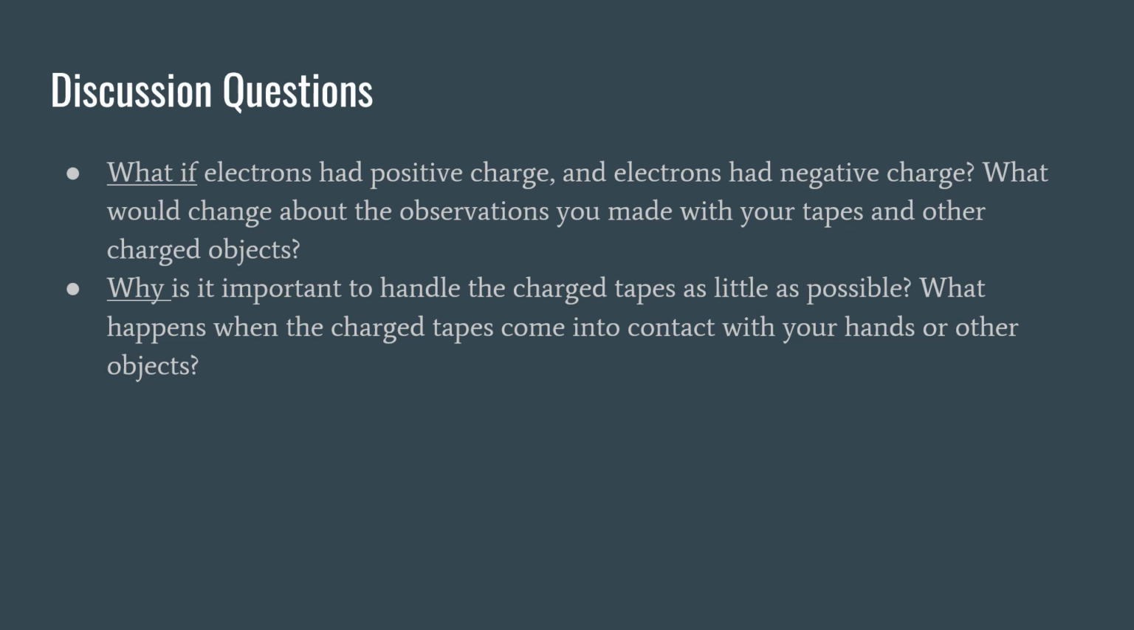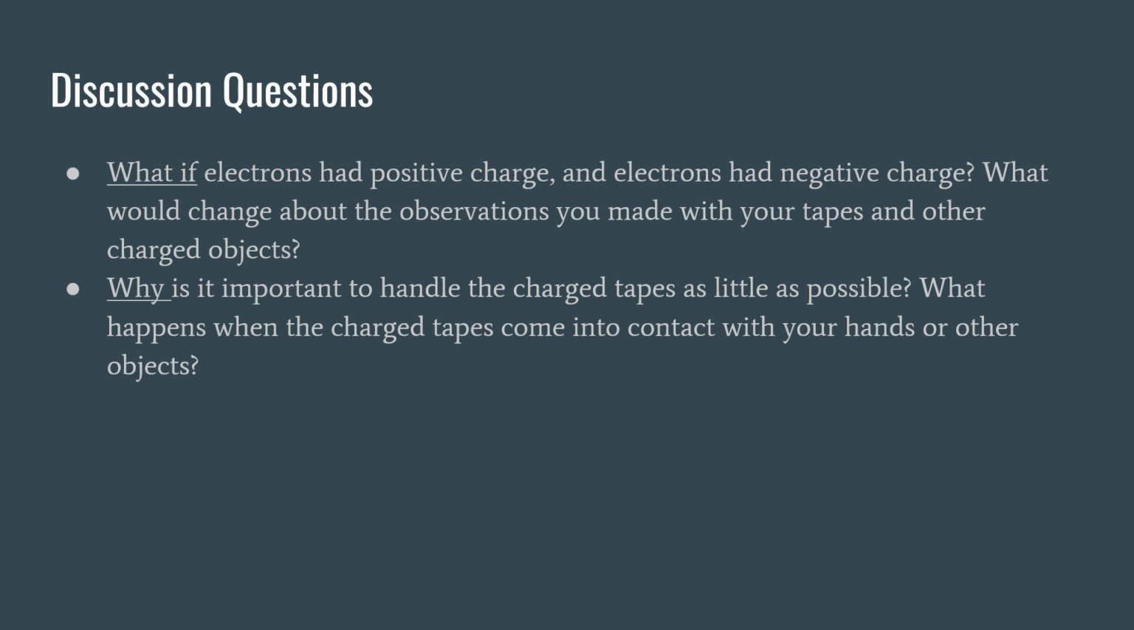For our discussion questions, for the first what-if question, if the charges were opposite, the observations would not change. The two U-tapes would now have a negative charge. However, these negatively charged objects would still have the same repelling force on each other as if they were positive.